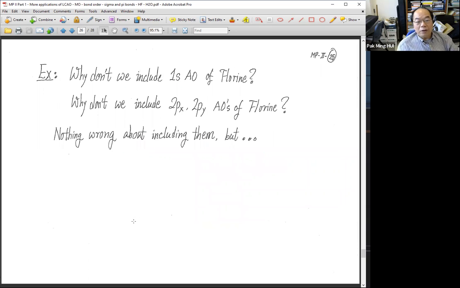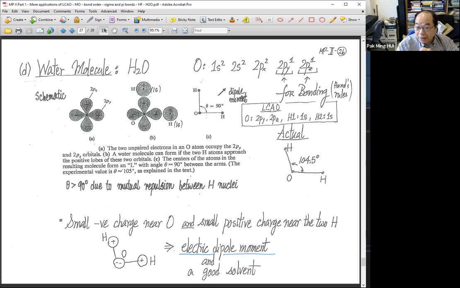All right, so these are the exercises I encourage you to try. Okay, try to answer them. Why don't we include fluorine 1s into the consideration? How about if we include everything from 1s up to 2px, 2py and so on? What's wrong with that? Will you get the same answer? Okay, so it is almost the same thing. Okay, so let's take a break now, and then I will go over water because it's so important, and then we will go into hybridization.